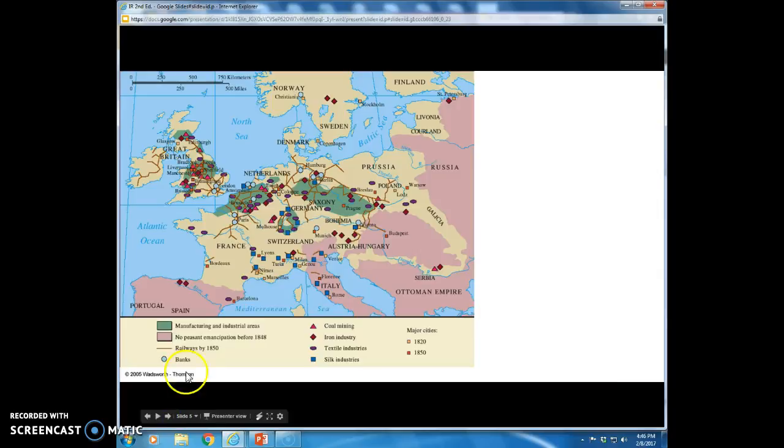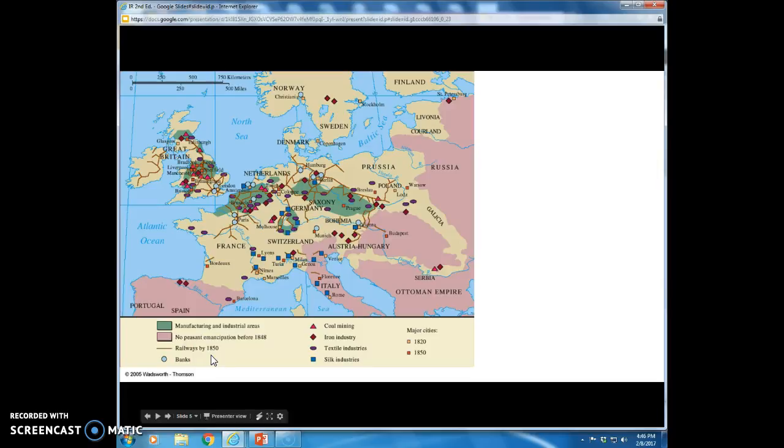Europe. Here's a map of Europe and places that industrialized. Looking at the places in green, you see the areas that were industrialized. And then you see the importance of the coal, the iron industry, and textile industries. Looking at that map, you can see the areas in Europe, and then eventually the railways that are going to come through.